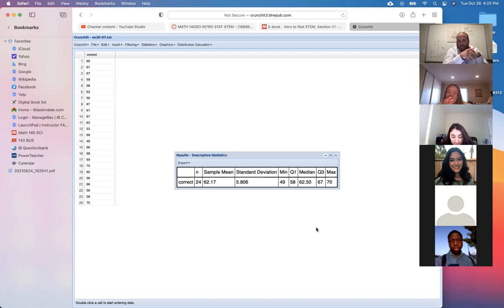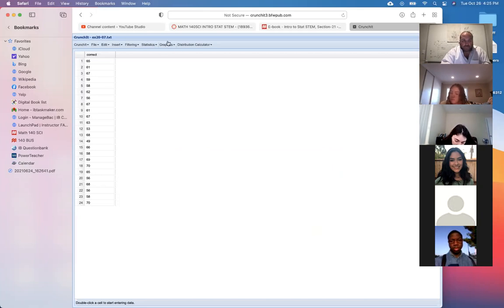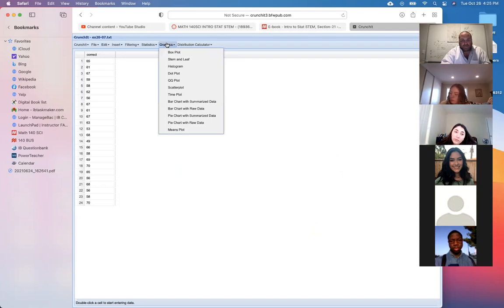Okay, so n is 24. X bar is 62.17 and S is 5.806. But we don't have T star, do we? Not from here, at least. What if I make a confidence interval? Where do I find confidence intervals?